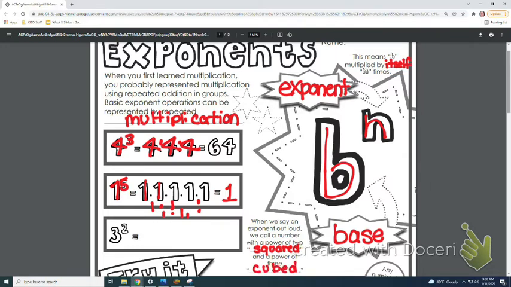So let's go through this example. 3 to the 2nd power, that tells me I'm going to write my base 3 times and multiply. 3 times 3 is 9. We are not doing 3 times 2. The 2 tells us how many times we're multiplying the base by itself.